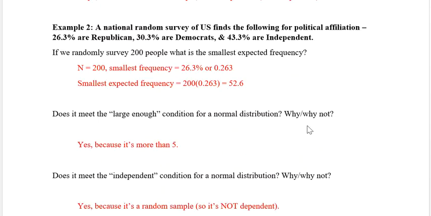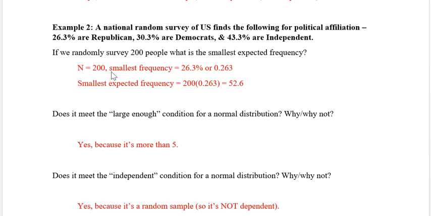So example 2, a national random survey of U.S. finds the following for political affiliation: 26.3% are Republican, 30.3% are Democrat, and 43.3% are Independent. So if we randomly survey 200 people, what's the smallest expected frequency? For this one, you're being given percentages, and they want to know if we randomly survey 200 people, what would we expect the frequency to be, the smallest expected frequency?